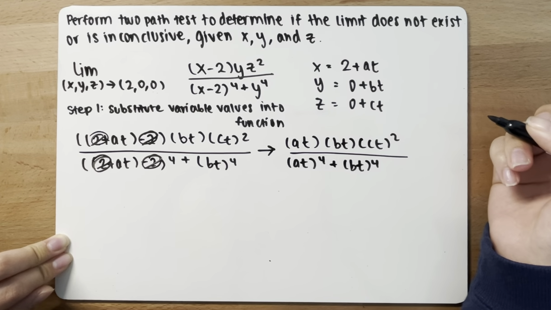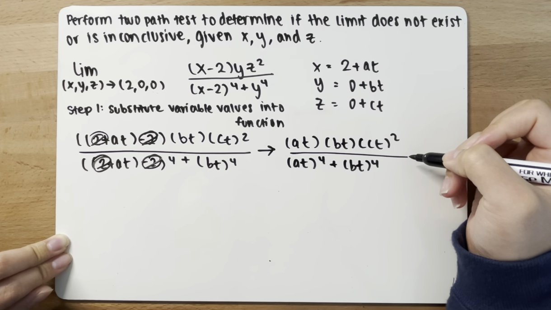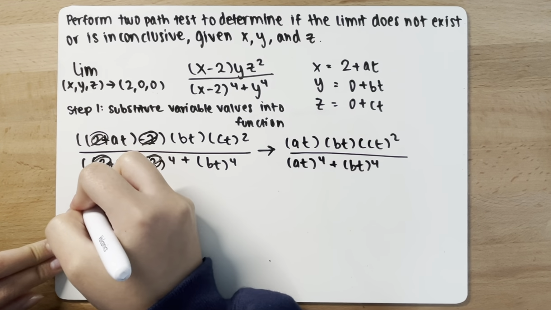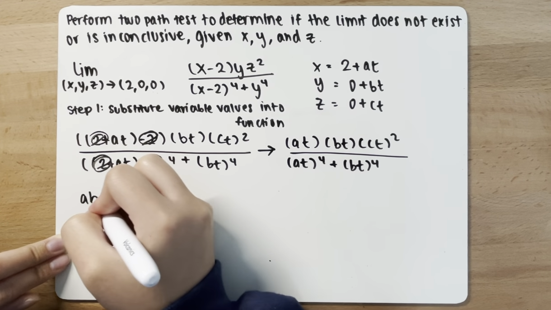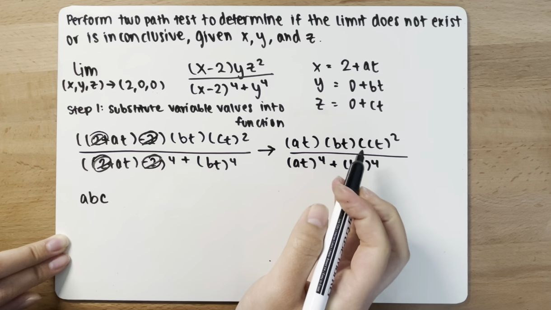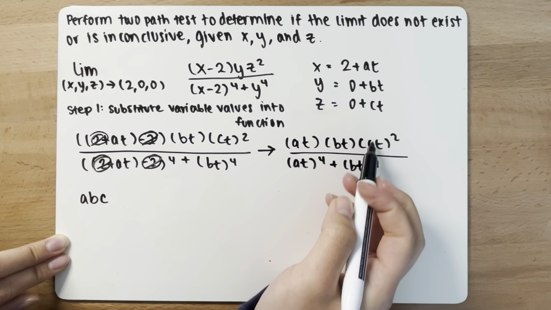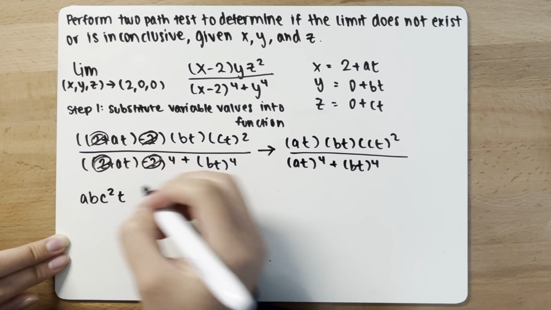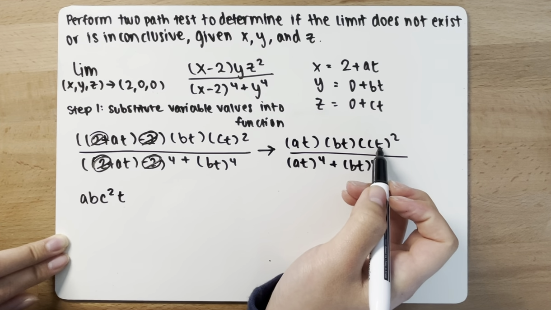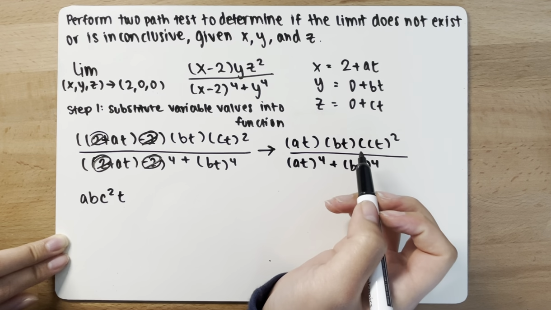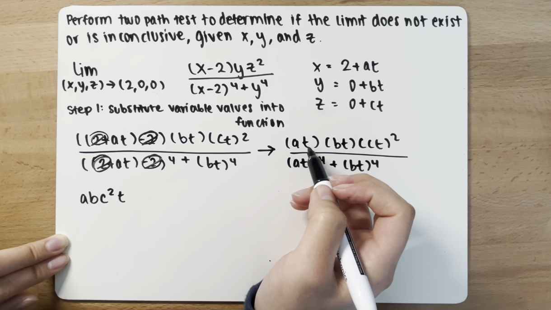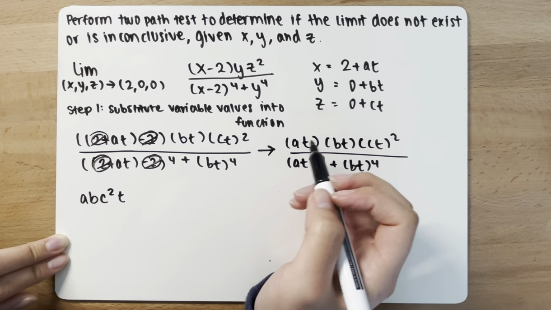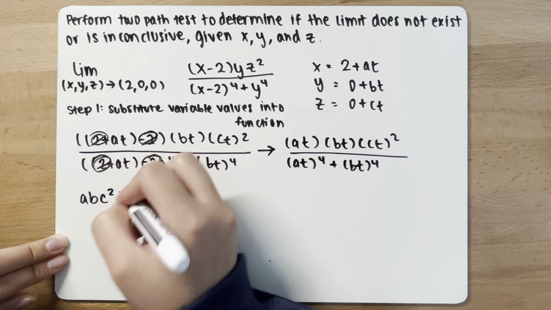Now, we can combine like terms in here as well. So you are then going to have abc squared, because you distribute the square into c and t, so c squared, and then t. You have t to the 1st power here, t squared over here, and t to the 1st power over here. So 2 plus 1 equals 3 plus 1 equals 4, so t to the 4th over.